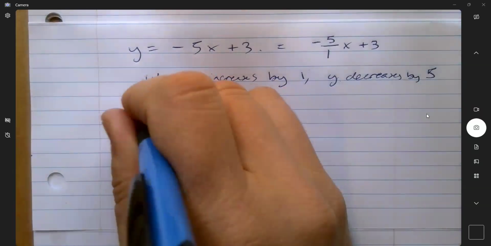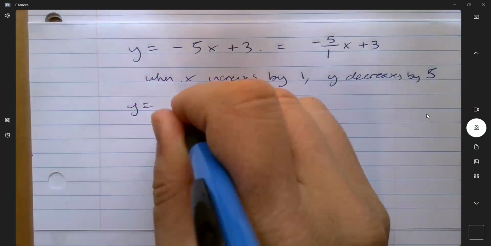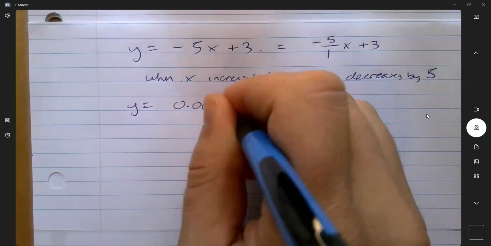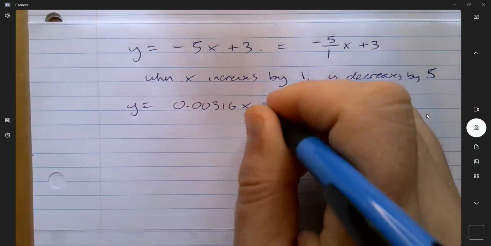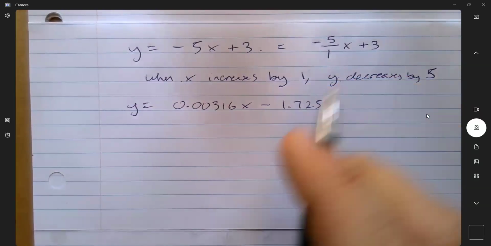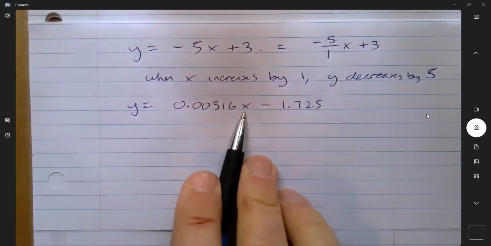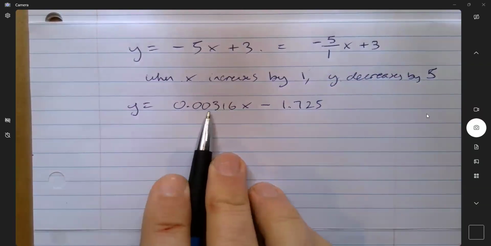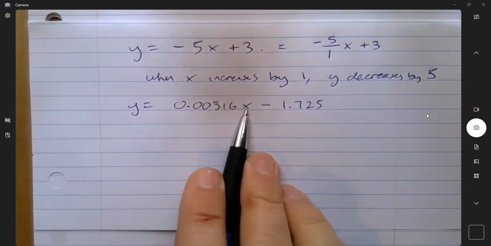You can have decimals. You can have 0.00316 x minus 1.725, right? And that says when x changes by 1, y increases by 0.00316.